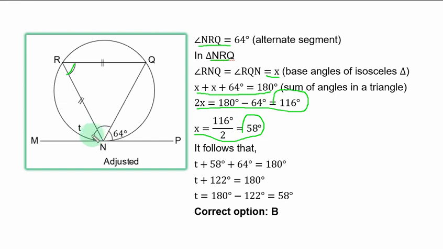It follows that if you add these three angles now, this angle is now 58. So T plus 58 degrees plus 64 degrees equal to 180. You have it in this form. If you collect like terms, you have T equal to 58 degrees. B is the correct option.